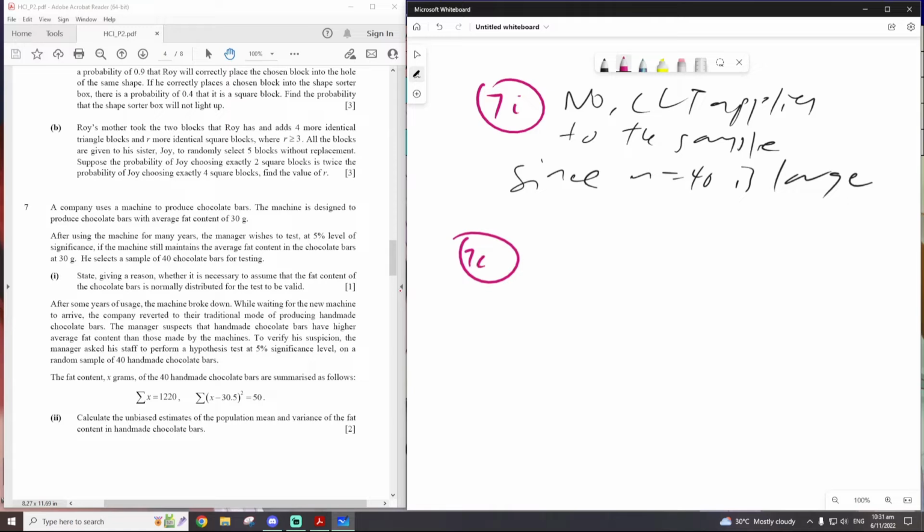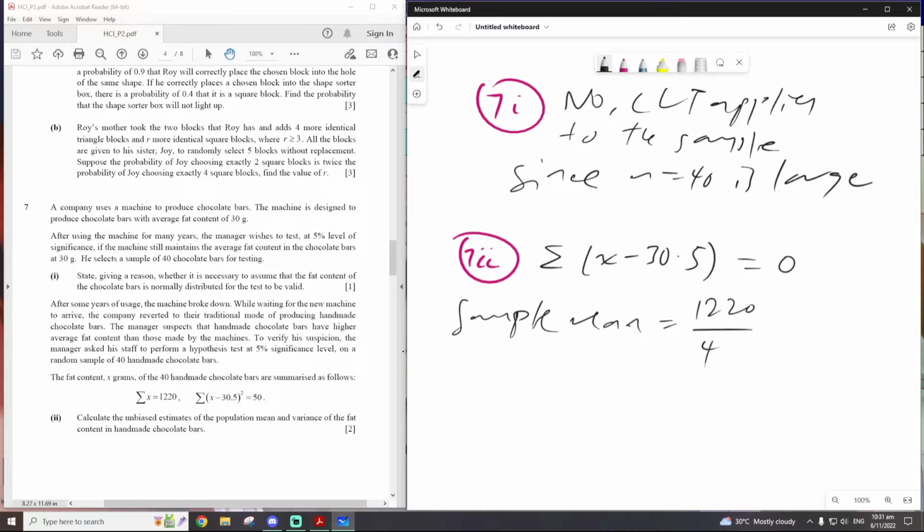Okay, I don't think I really need to show you how to do this. The sample mean, okay, I guess I will show you, because we have x minus 30.5 squared here, and we need to compare the same thing. So what we can do is we can write x minus 30.5. The sample size is actually 40. So if you do 30.5 times 40, you will get 1220 exactly. So this is actually 0. So therefore, sample mean equals 1220 divided by 40 equals 30.5.